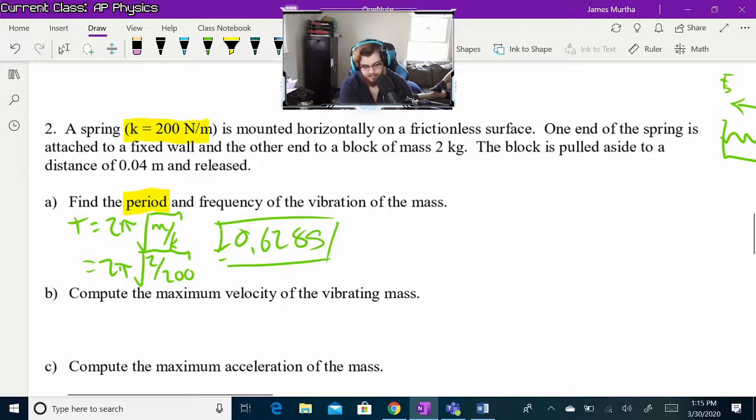Then we also have to find the frequency. Frequency is equal to 1 over T. We take 1 over 0.628. I can't do that one in my head. So when you plug that in, you end up getting 1.592 hertz.